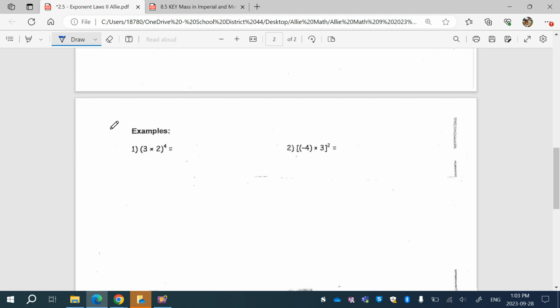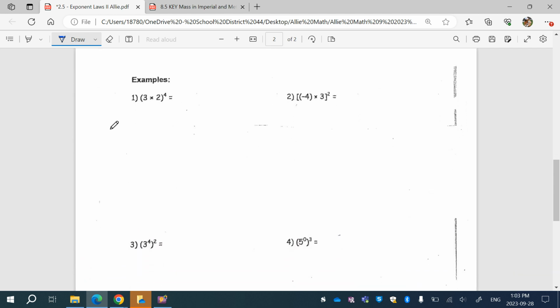So let's do a couple of examples. Let's remember the law for the power of products. So let's distribute into each of these. We get 3 to the power of 4 times 2 to the power of 4.